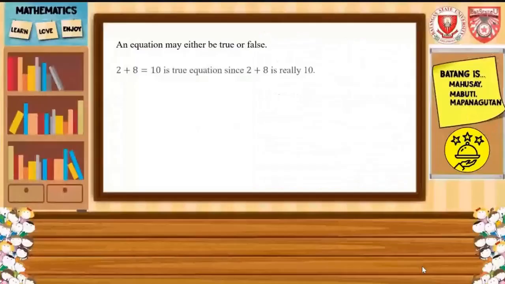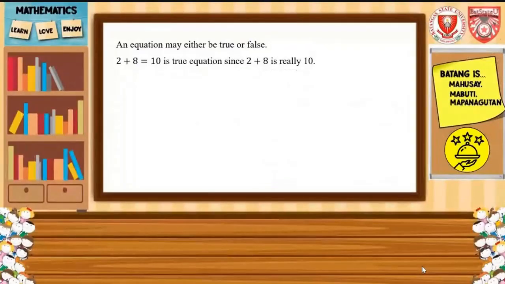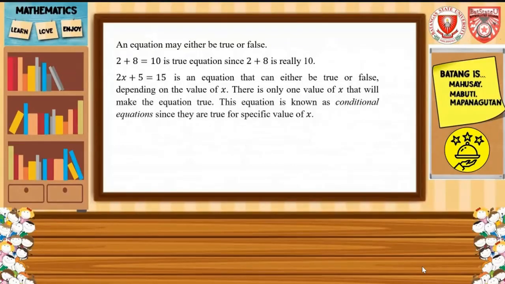An equation may be either true or false. 2 plus 8 is equal to 10 is a true equation since 2 plus 8 is really 10. How about 2x plus 5 is equal to 15? It is an equation that can be either true or false depending on the value of x. There is only one value of x that will make the equation true. This equation is called a conditional equation since it is true for a specific value of x.